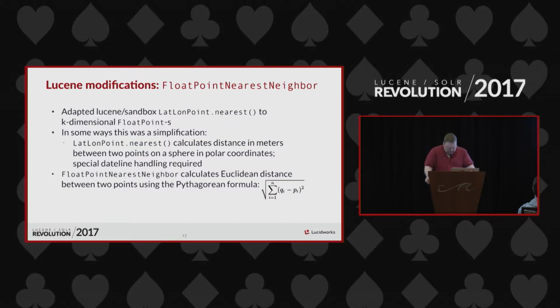In some ways, actually, my implementation was a simplification because latitude-longitude point calculates distance in meters between 2 points on a sphere in polar coordinates, and special dateline handling is required. Whereas for arbitrary k-dimensional values, that sort of thing isn't required. It just calculates a Euclidean distance between 2 points using the Pythagorean formula, which I give there: the square root of the sum of the squares of the difference between each dimension of a pair of vectors.